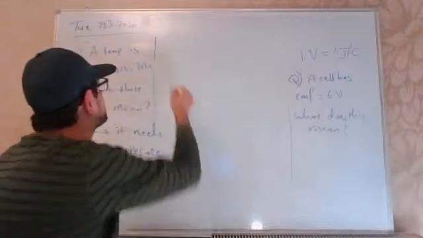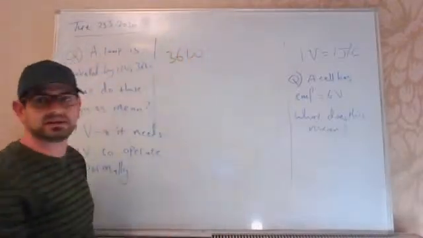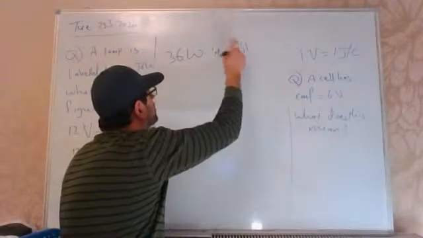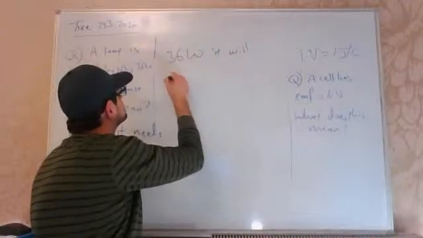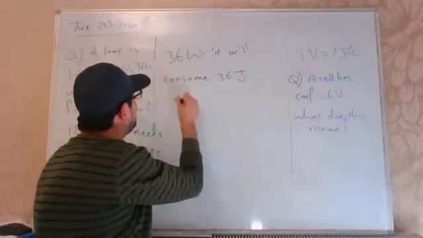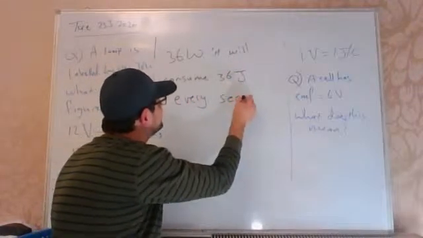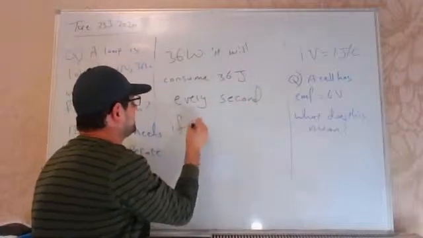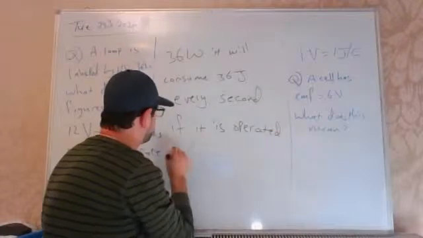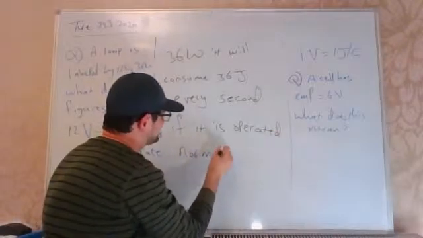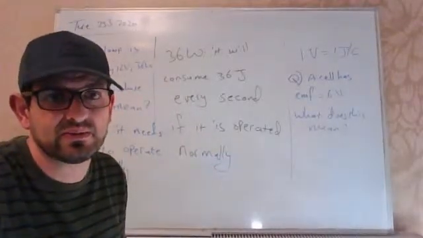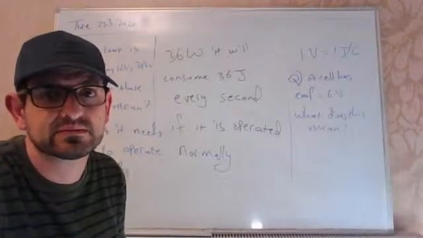Now, what do you mean by 36 watt? 36 watt means it will consume 36 joules every second if it is operated normally. This is what we mean by this. Okay.